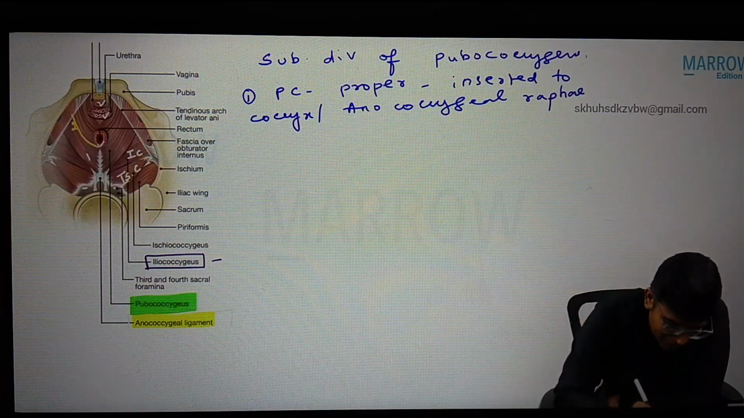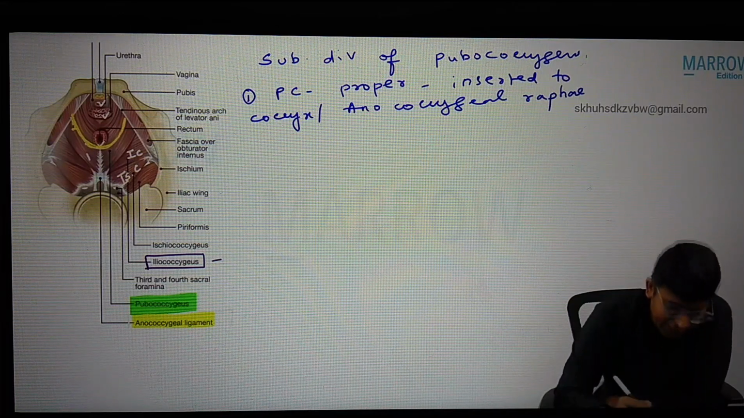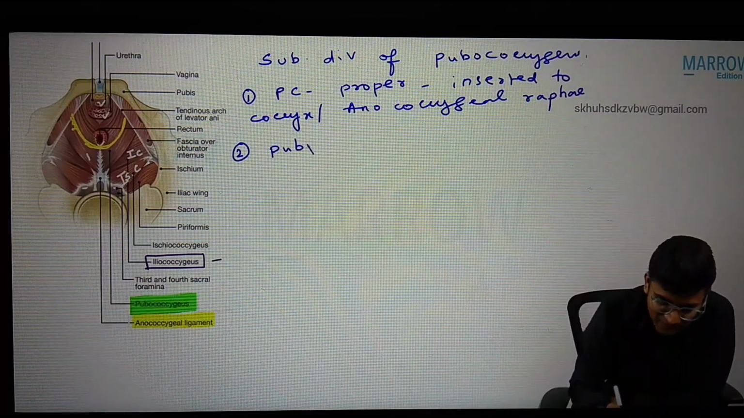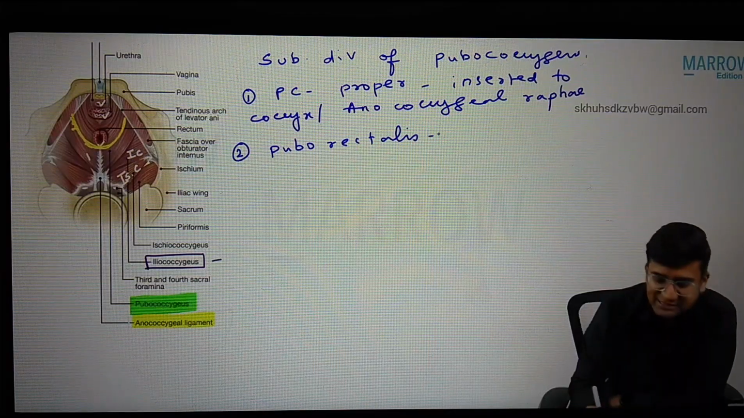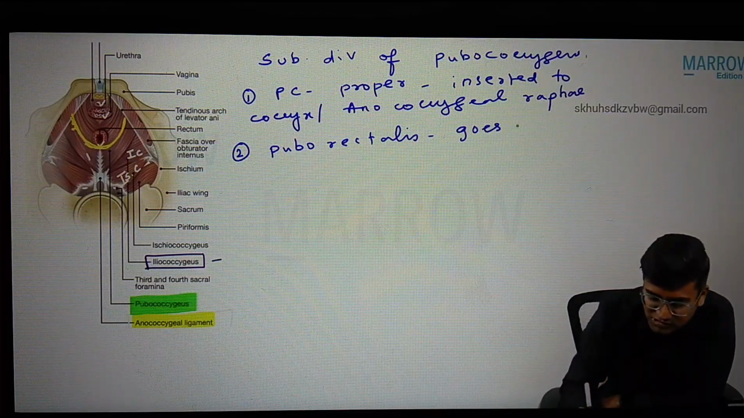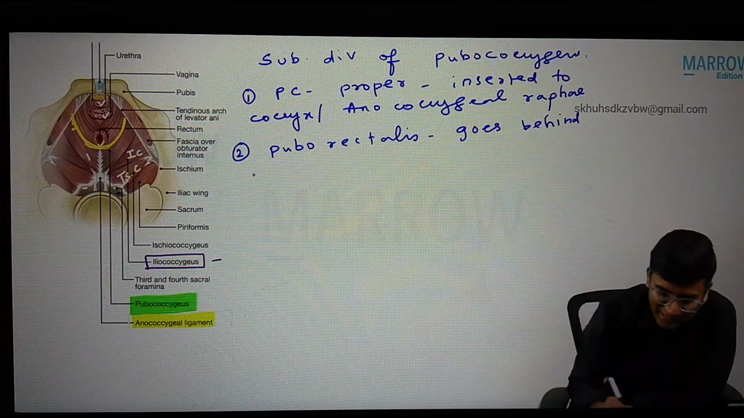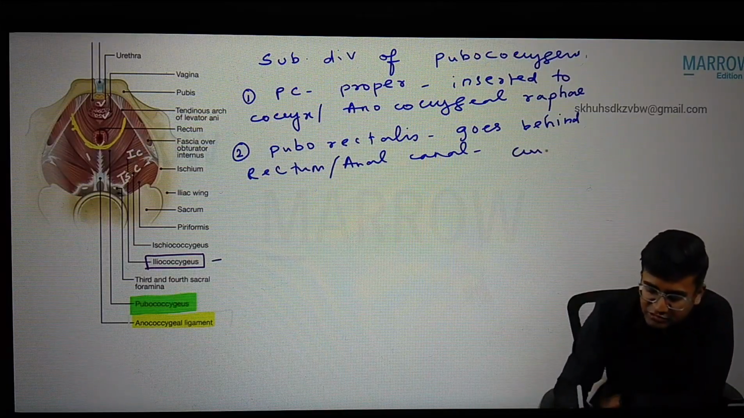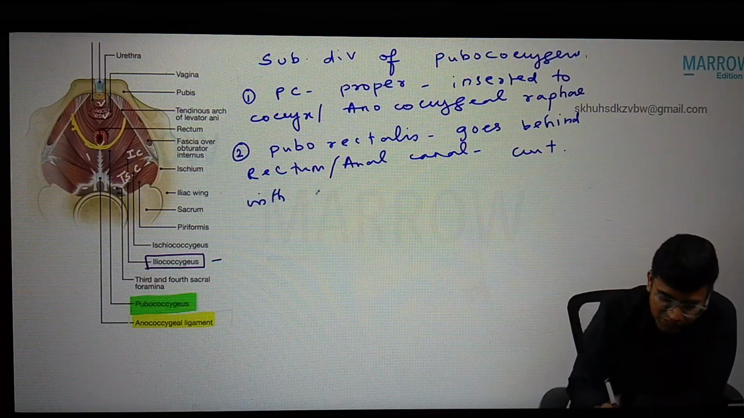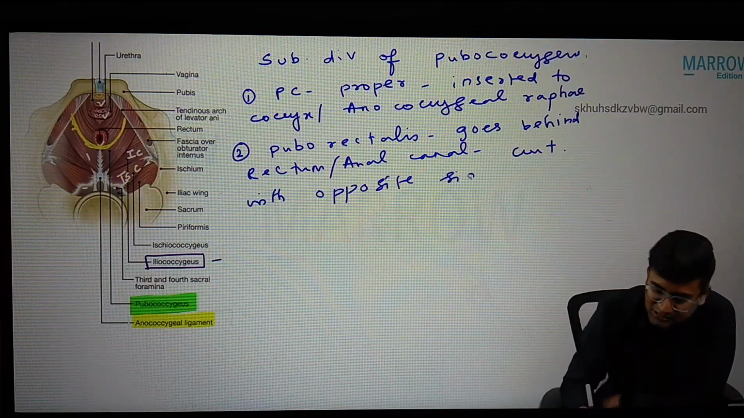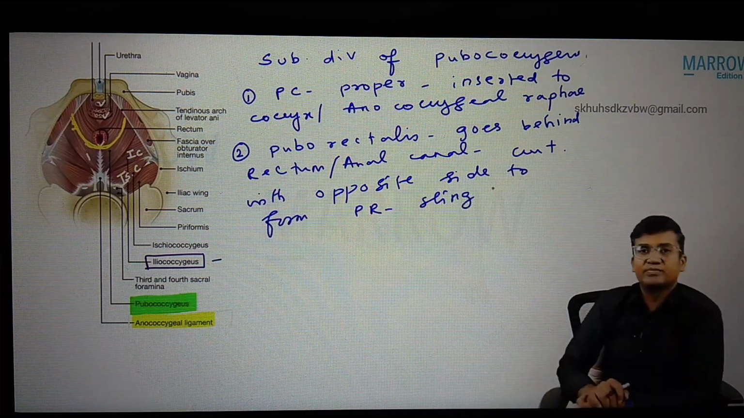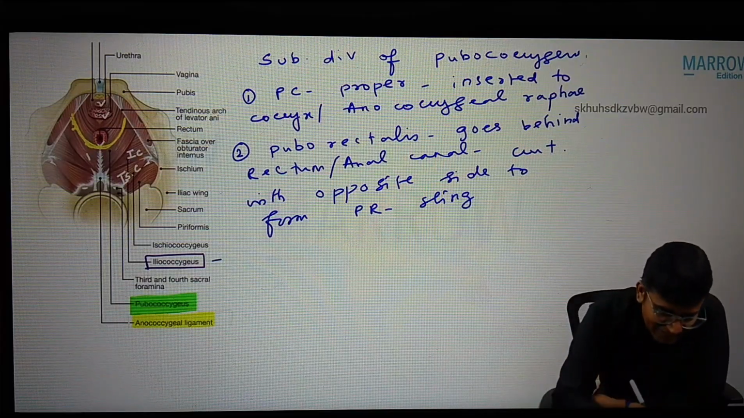Number 2, I am talking about this part. This part goes behind the rectum and anal canal and continues with the opposite side to form the puborectal sling. So number 2 is the puborectalis, which goes behind the rectum and the anal canal and continues with the opposite side to form the puborectal sling.